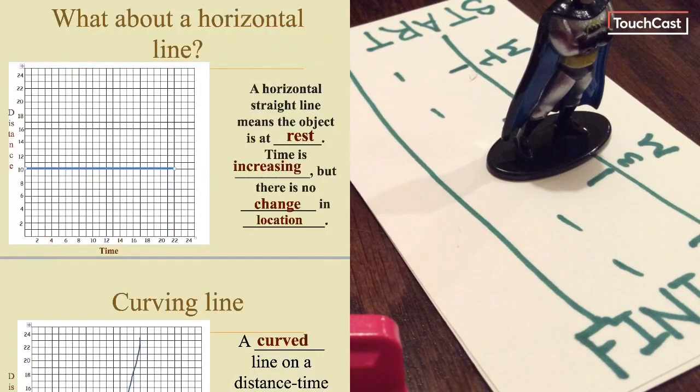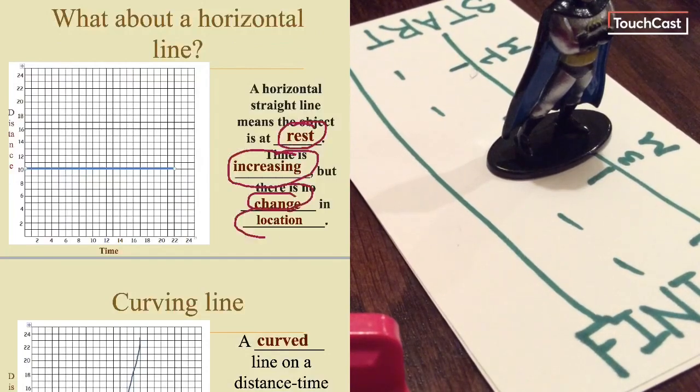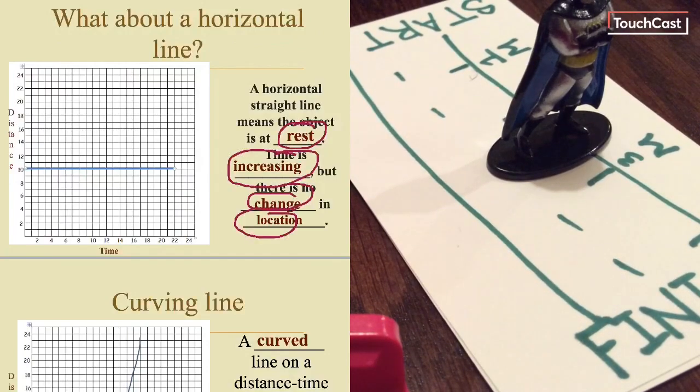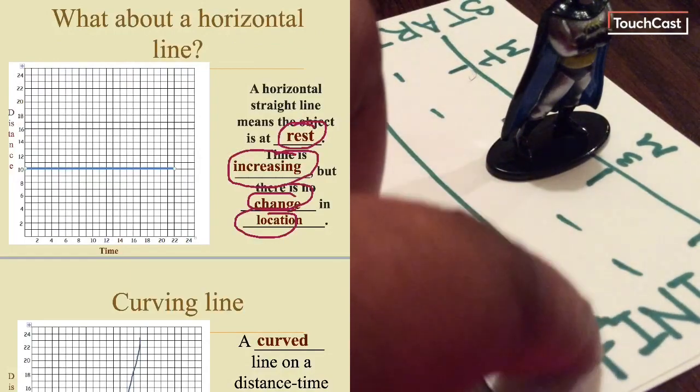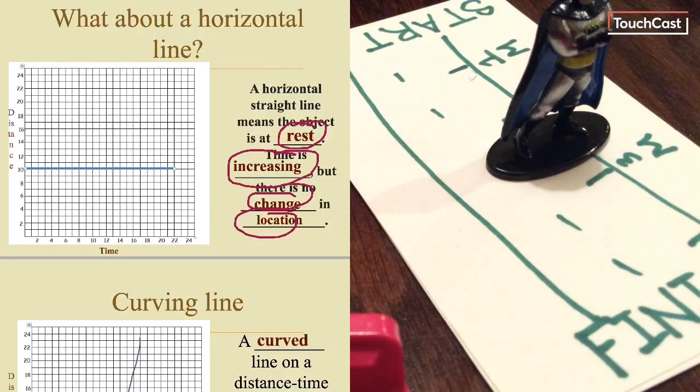Let's go ahead and fill in those blanks. A horizontal straight line means the object is at rest. Time is increasing, but there is no change in location. So Batman is standing in between the starting point and the finishing point, and he has not moved.